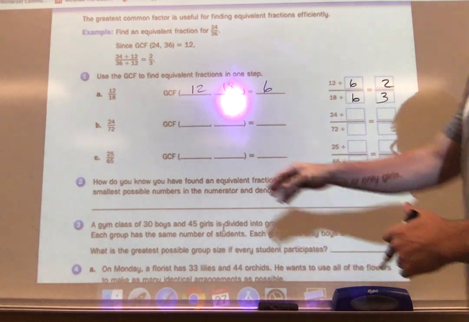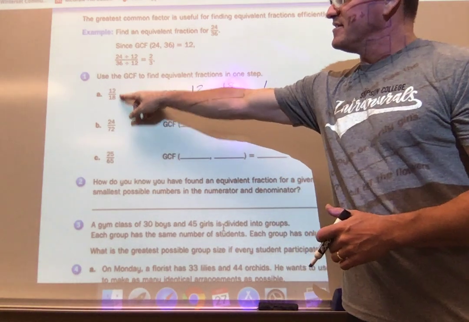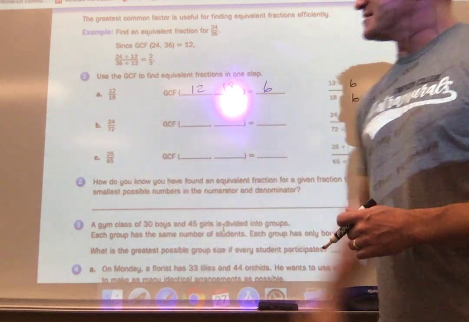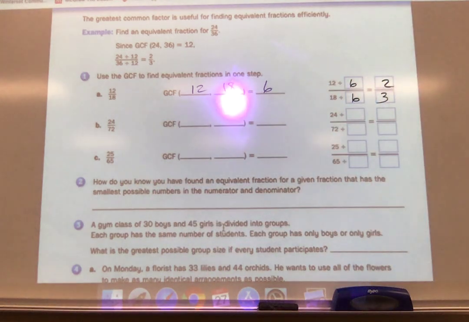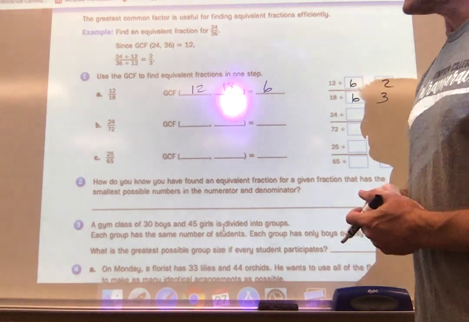Okay, pretty easy when some of these numbers are smaller in these terms, but when they get bigger terms, sometimes you're going to have to use that grid method again to find that greatest common factor and be able to use that to get it in simplest form.